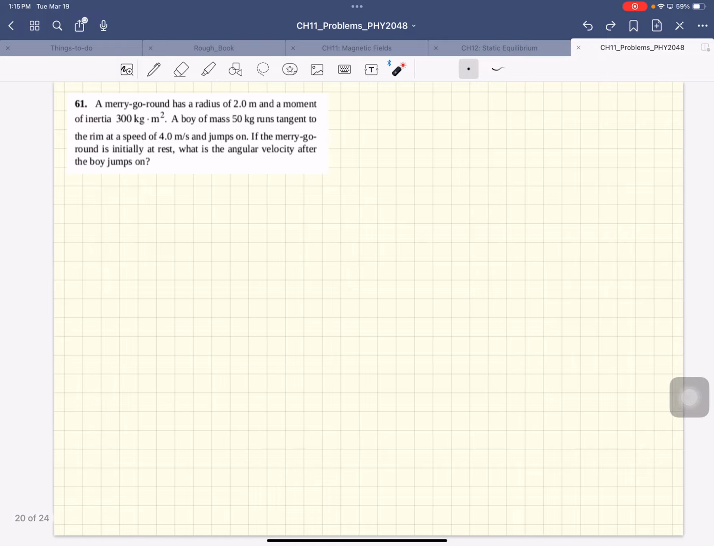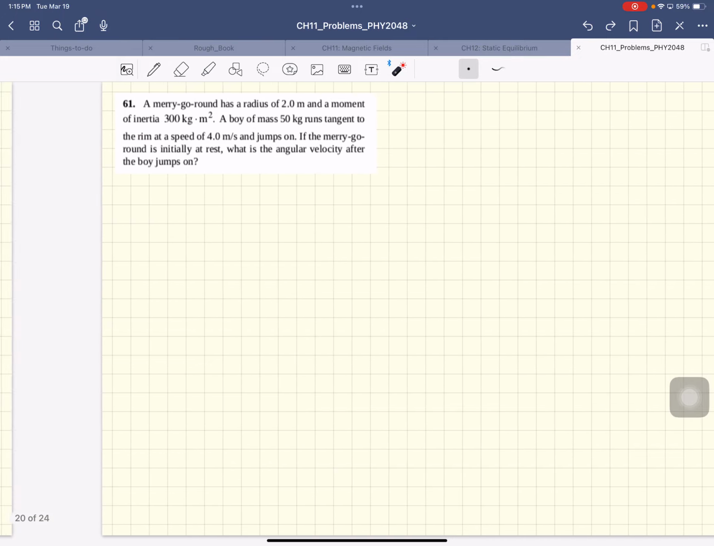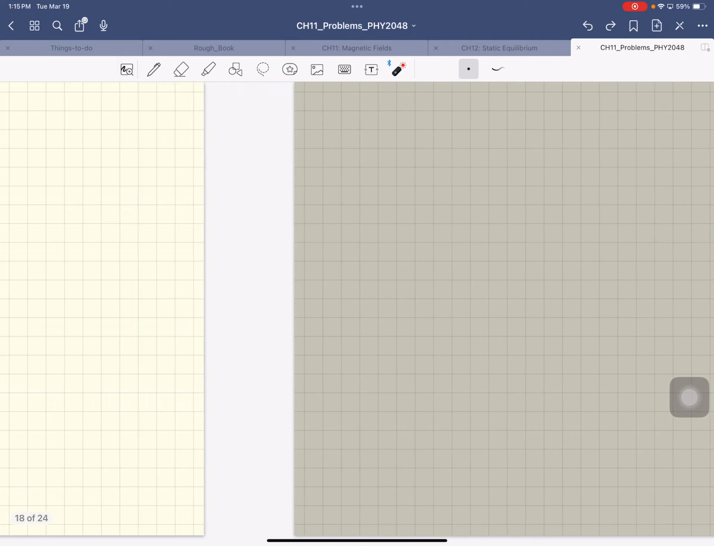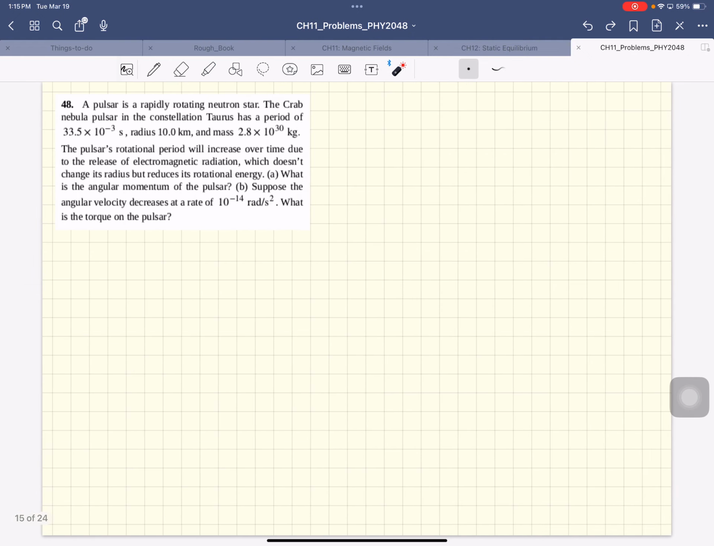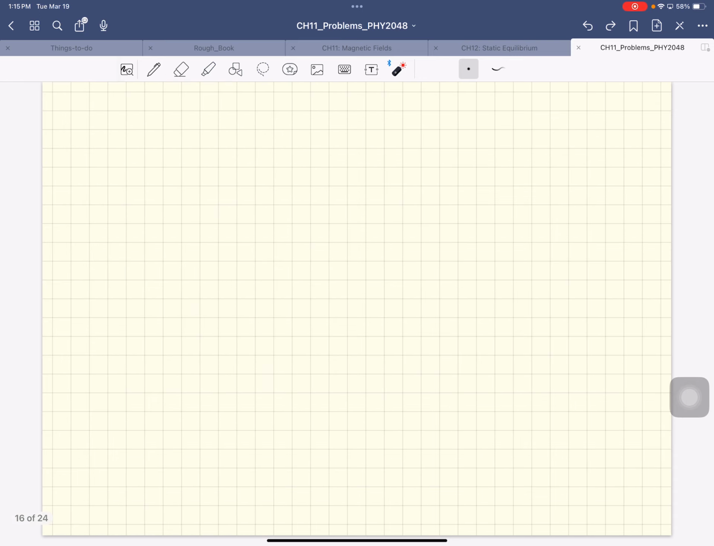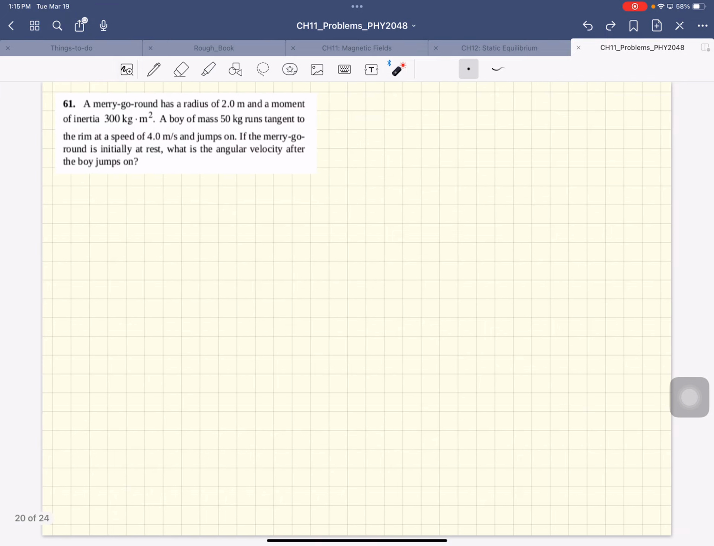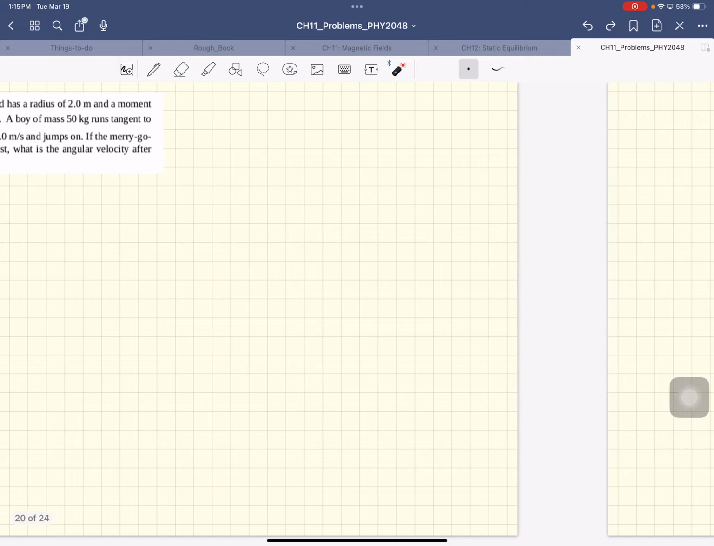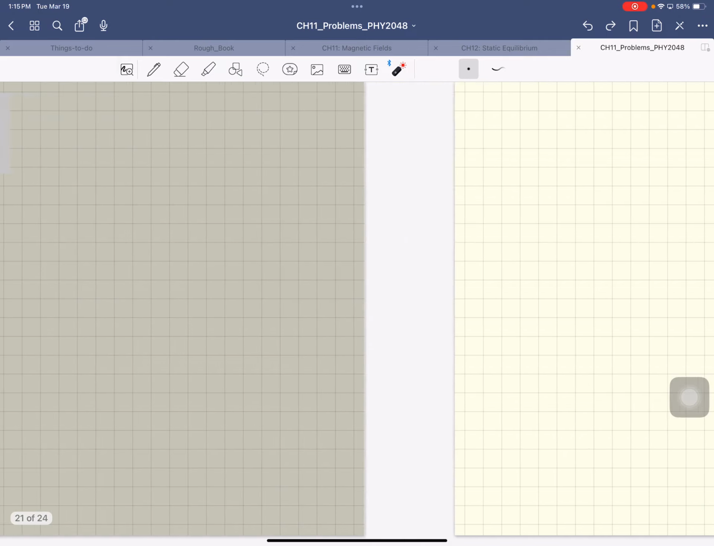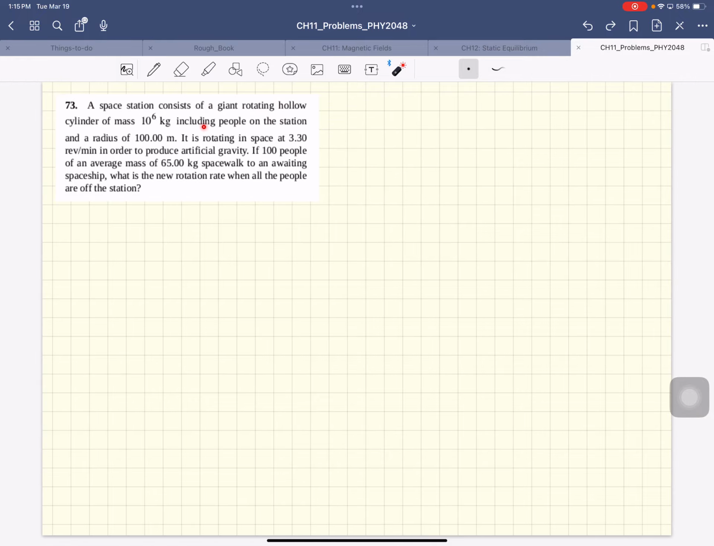Okay, maybe I'll do 2 more problems and we'll do the lecture, okay? All right, do you want to do a neutron star problem? A pulsar is a neutron star. A wind turbine. A merry-go-round where a person jumps on. So that's a collision problem. And a space station. Space station merry-go-round. All right.